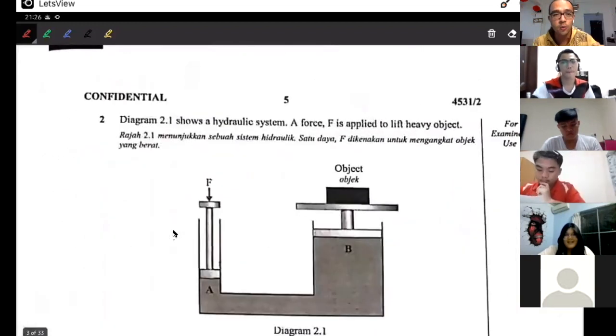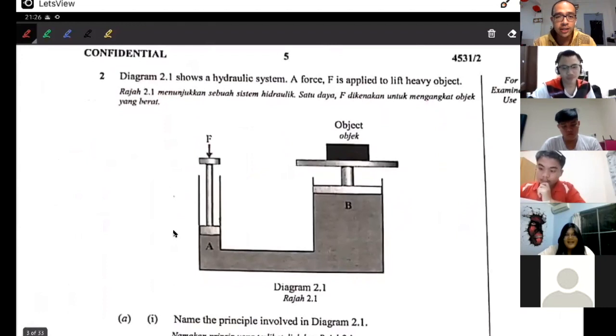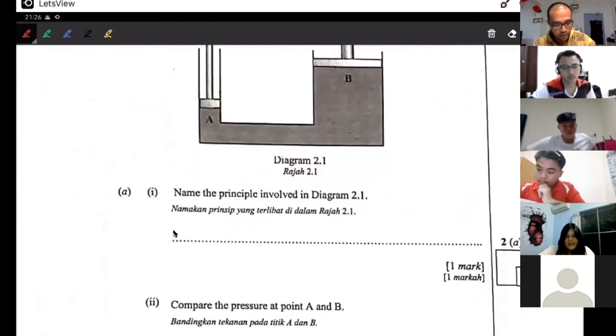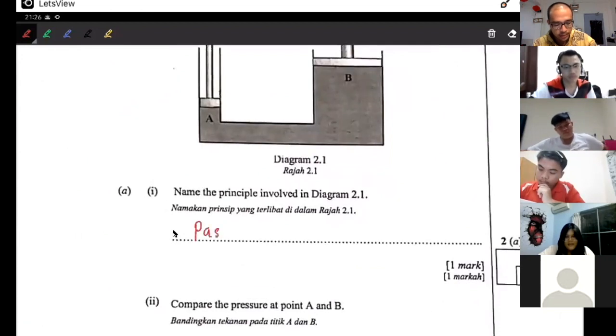Okay, question number 2. Diagram 2 shows a hydraulic system. A force F is applied to heavy objects. So obviously the principle over here will be Pascal's principle.